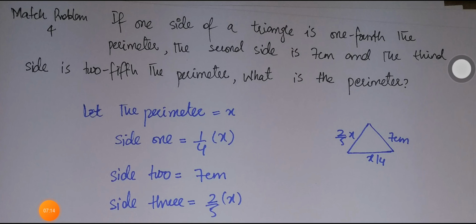Next we have a math problem, example 4. You can check out example 4 as well. If one side of a triangle is 1/4 the perimeter, the second side is 7 centimeters, and the third side is 2/5 the perimeter, what is the perimeter?